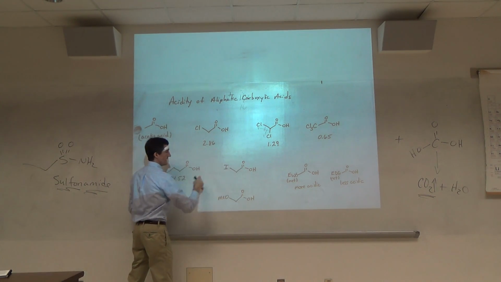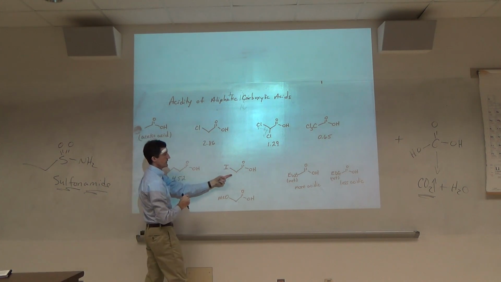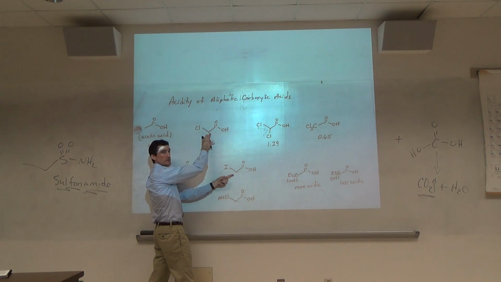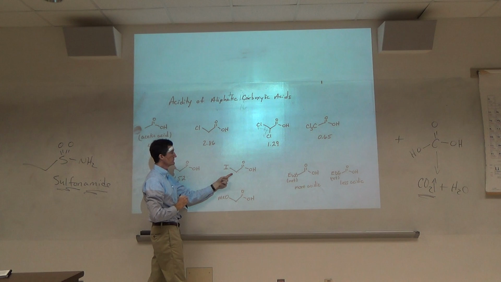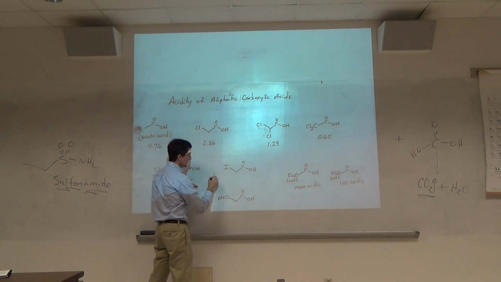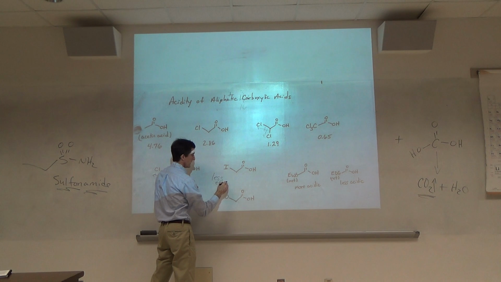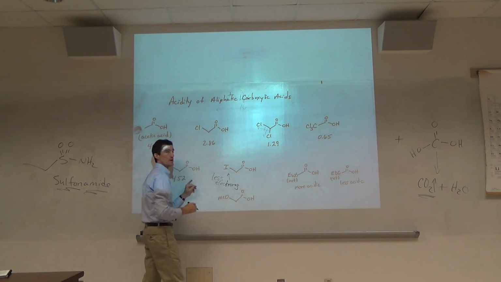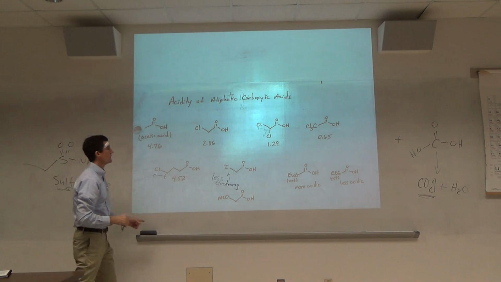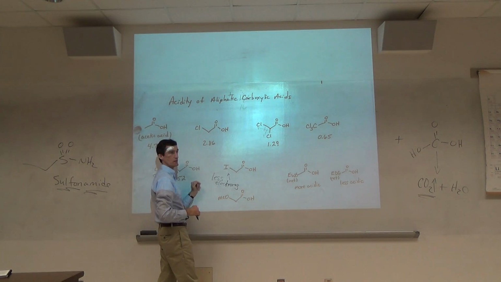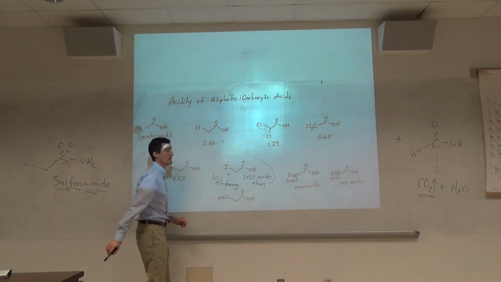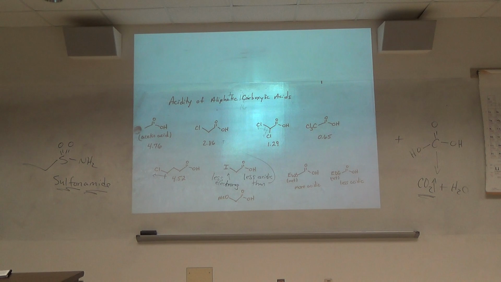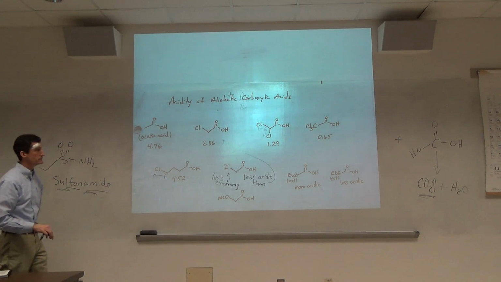What if we switch to an iodine? Let's compare it to this one. Is this going to be more acidic or less than this one? Now we have a different halogen. What's the difference in iodine and chlorine? Iodine is less electronegative, so it's not going to pull as much. You think this should be more acidic or less than this? So that should be less acidic than that. I don't have an actual pKa, but I guarantee you it's less acidic. That iodine doesn't pull as much.